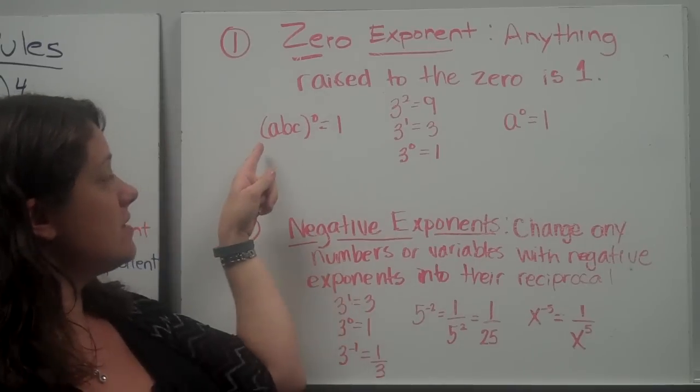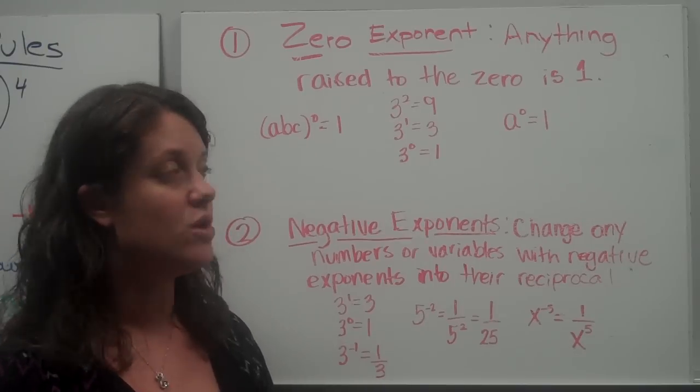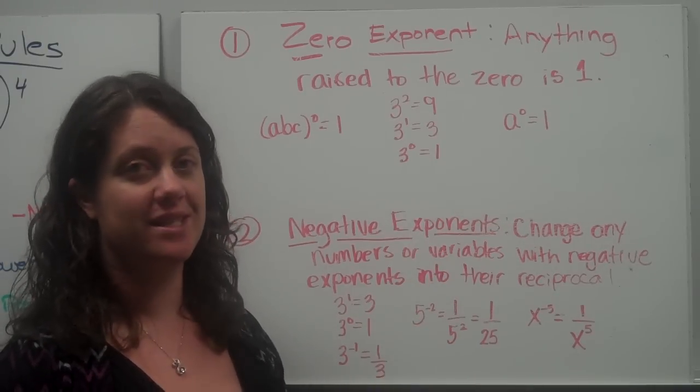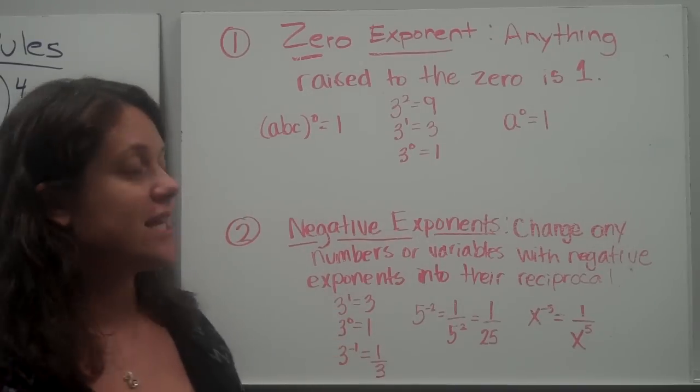Some other examples: a, b, c, all of that raised to the 0, still 1. a to the 0, still 1. Anything raised to the 0 power will always be 1. Next is the negative exponent.